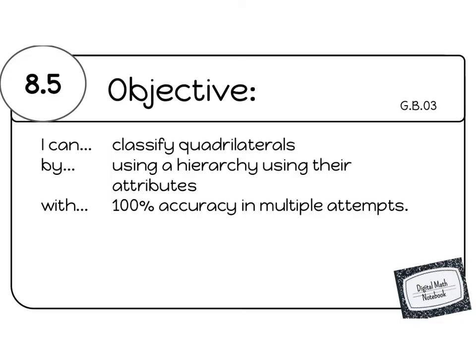Today's objective is: I can classify quadrilaterals by using a hierarchy, using their attributes, with 100% accuracy in multiple attempts. Please pause to type the I can and by statement in your digital math notebook now.